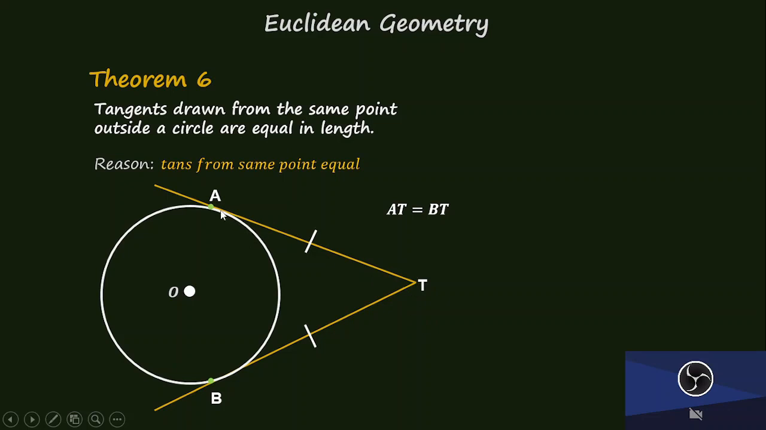You need to know that, of course, from that point to here and from here to there, these tangents will be equal, right? So AT will be equal to BT. That is very important, right? So the reason that we use for that is tangents from same point equal. We are simply trying to summarize this, right?